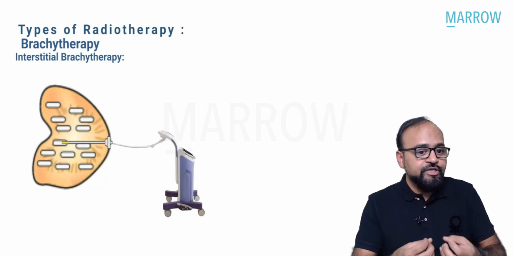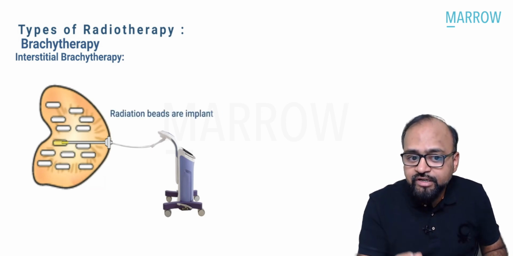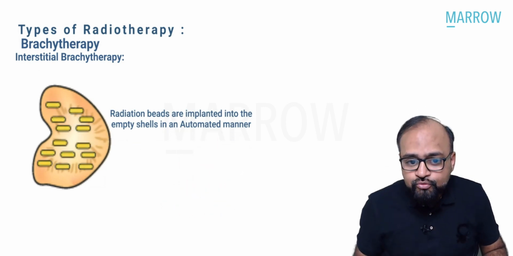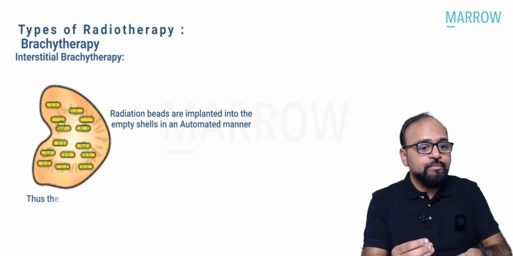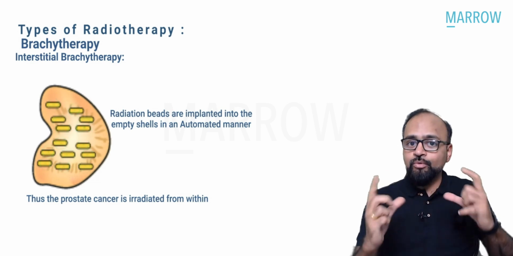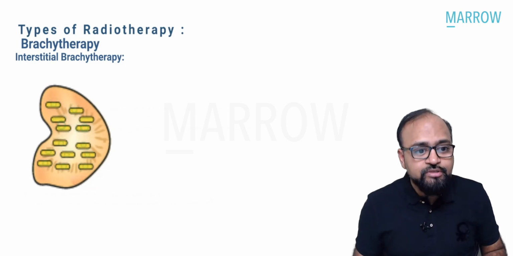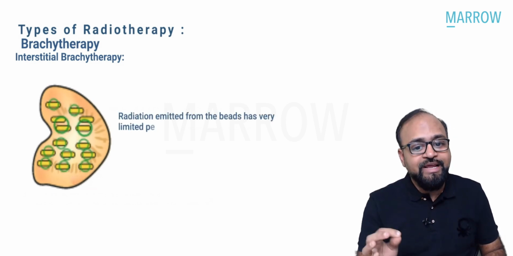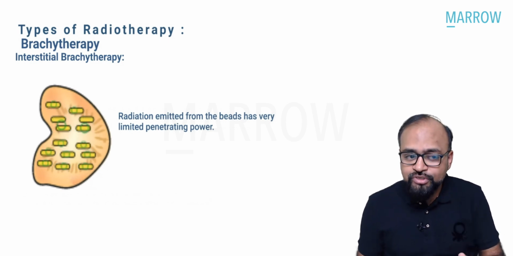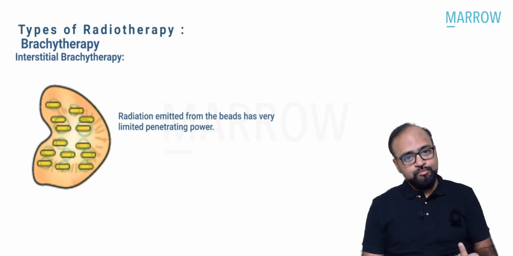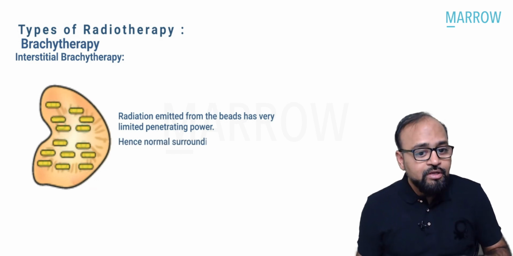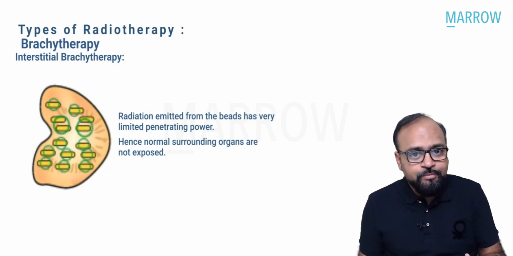Once the radioactive element is introduced, the element is chosen in such a way that the radiation coming from it is going to have a penetrating power in the body only for a few millimeters. So what is going to happen? Once these radioactive beads are placed here, they are going to emit radiation. So the tumor is going to be exposed from within. The surrounding normal body tissues will not be exposed. This is called the interstitial type of brachytherapy. Because the penetrating power of this radiation beam is very limited, the tumor is exposed, and surrounding normal body tissues are not exposed or have very minimal exposure. This is called the interstitial type of brachytherapy.